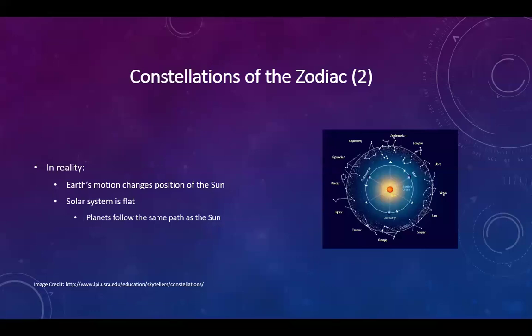In reality, the Earth's motion changes the position of the sun, and the solar system itself is basically flat. It's a plane. So if you look out along that plane of the Earth's orbit and the constellations you see along there, that's also where you're going to see all the other planets. So the planets are all going to be on roughly the same plane as the sun because the solar system is flat.